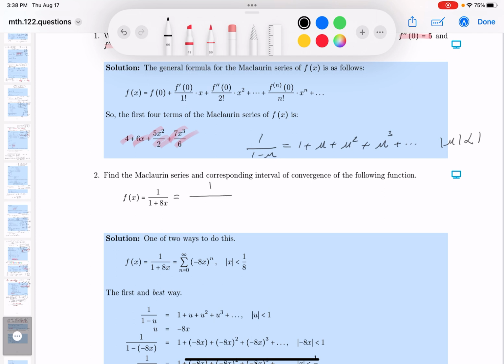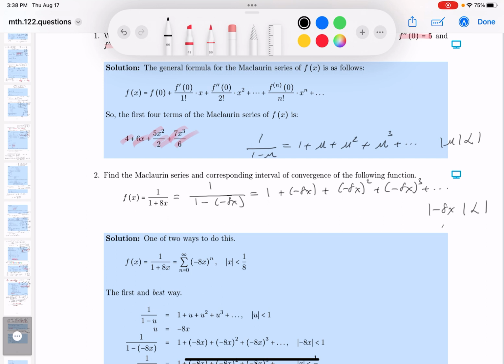So when I see this over here, what I would do is write down, so it looks sort of like that. So 1 minus, that would be minus 8x. And let's go for it. What do you get over here? Well, let's see. 1 plus minus 8x plus minus 8x squared plus minus 8x cubed plus yada, yada, yada, with the understanding that the absolute value of minus 8x is less than 1.